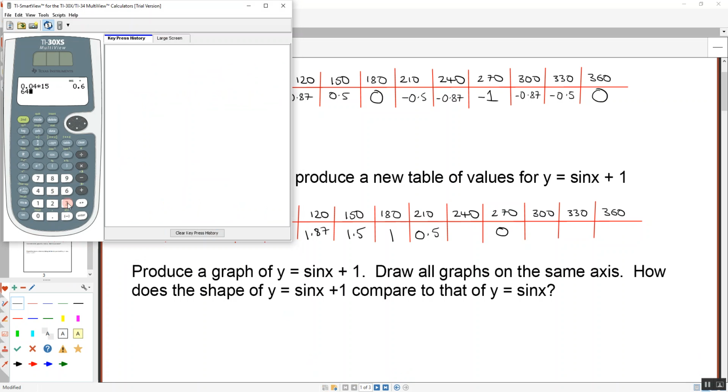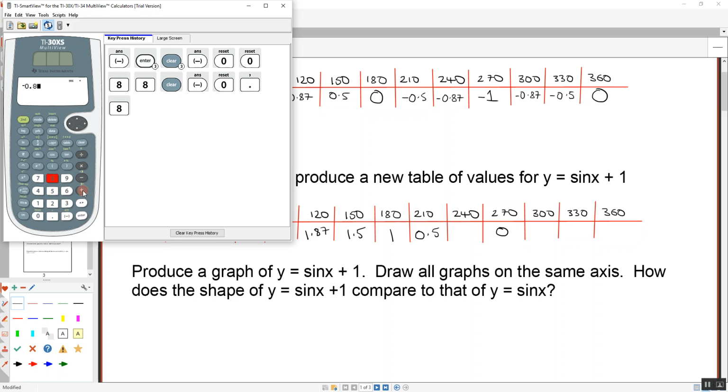For the next one, negative 0.87, adding on 1. The table for y equals sin x, I mean, sin x plus 1.